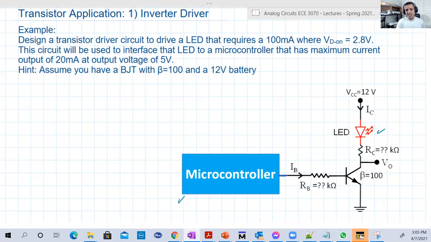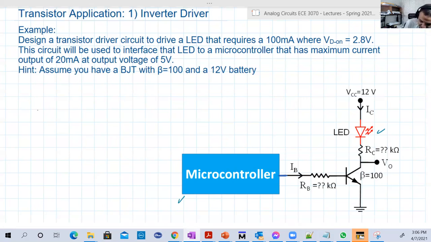And the microcontroller, for those who don't know microcontrollers, is basically a simple processor, we can say, that we can use to control things and do some simple processing. So in that application, we originally wanted to drive the LED using the microcontroller.